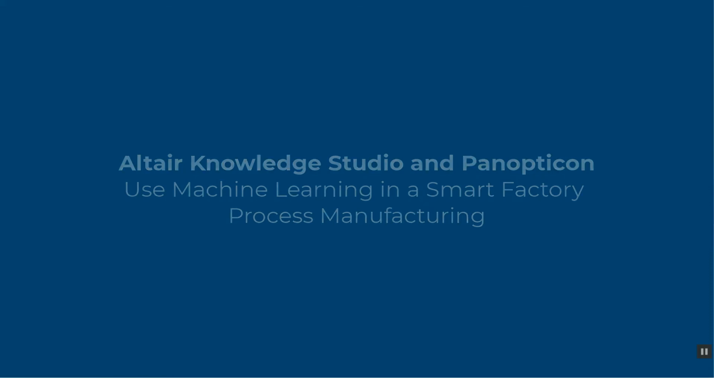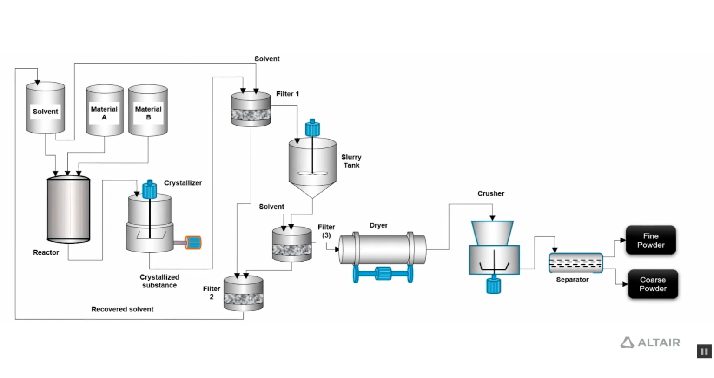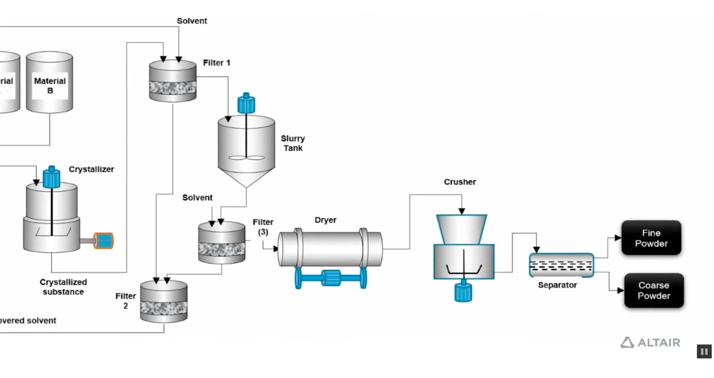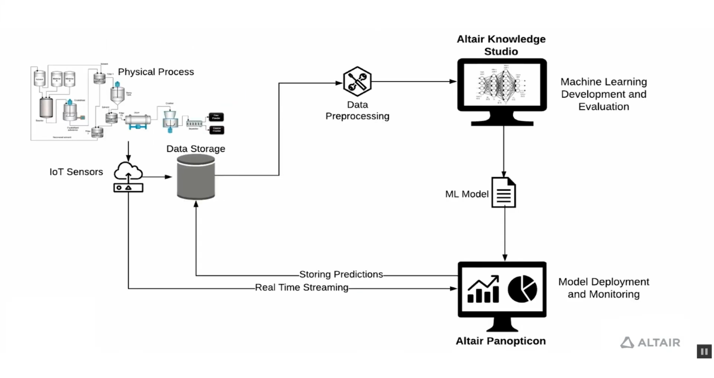The case study we'll be looking at today is an organic synthesis process between two materials, A and B, of varying quality, as well as a solvent. Now, the challenge is we can only use the fine powder to produce the tablets and continue to the next step in the process. We store that data along with the actual outcomes that we observed historically, so whether a batch was good or bad.